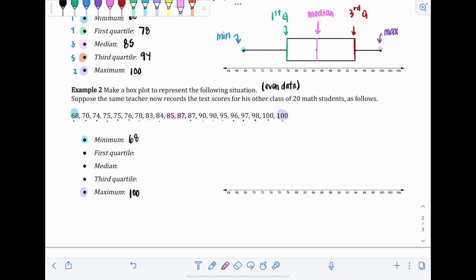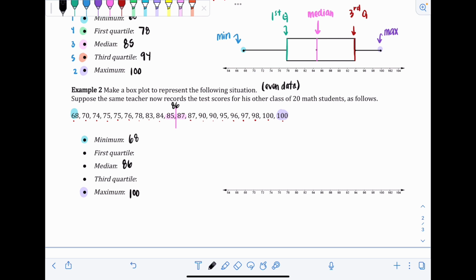So 85 and 87. So the median is going to be the average of those 2. Average just means the halfway point between the two. So you don't have to use a formula or anything like that. 85 and 87, the middle of those two is 86. So the median is going to be 86, because that would be perfectly in the middle of those two.